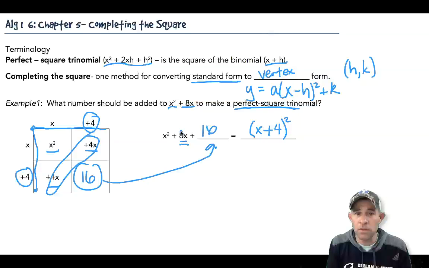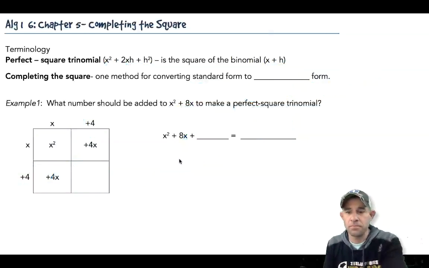The way we got that is we took half of 8, which was 4, because I needed to add two of those terms in order to get that 8x. We'll take a look at a few more examples here.